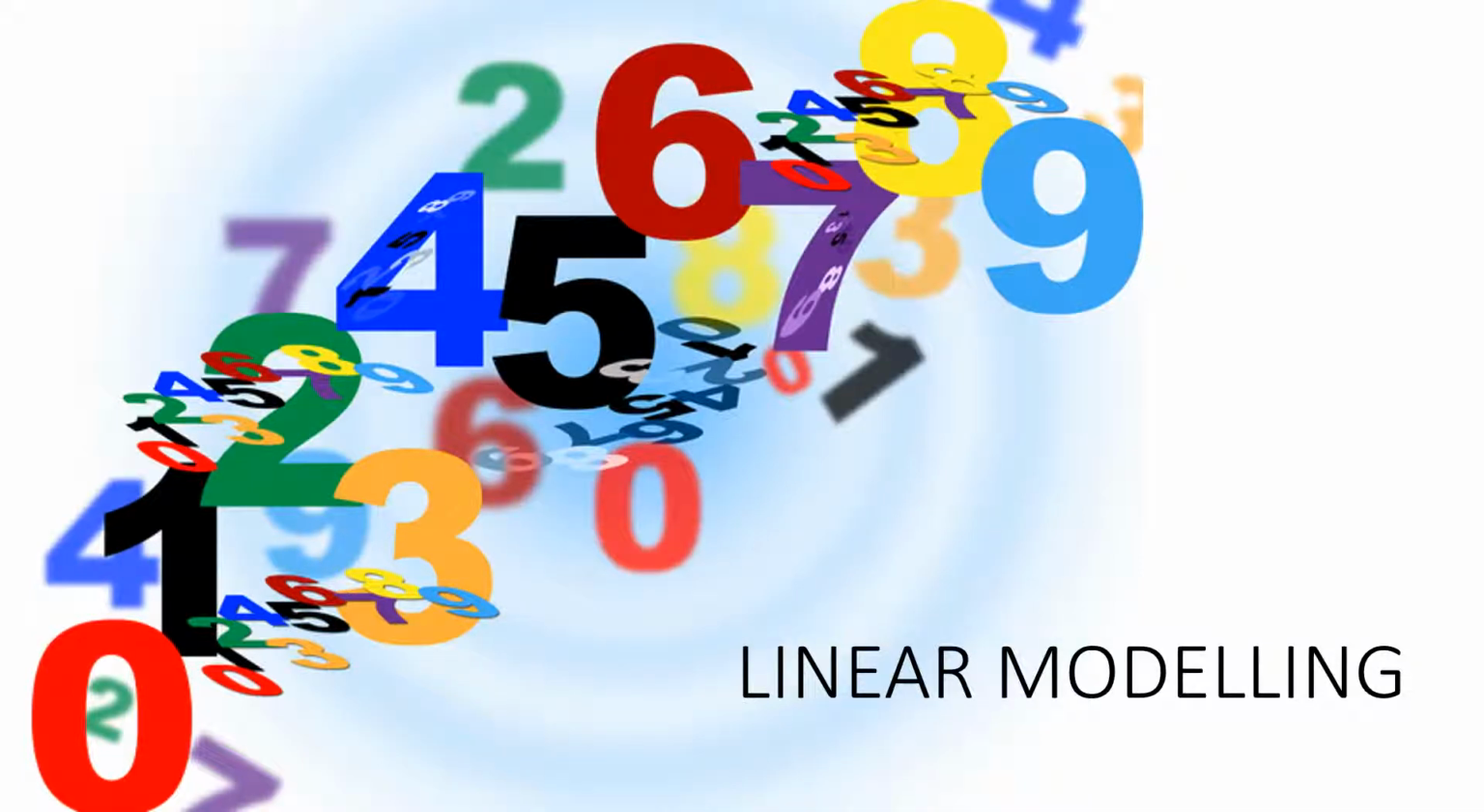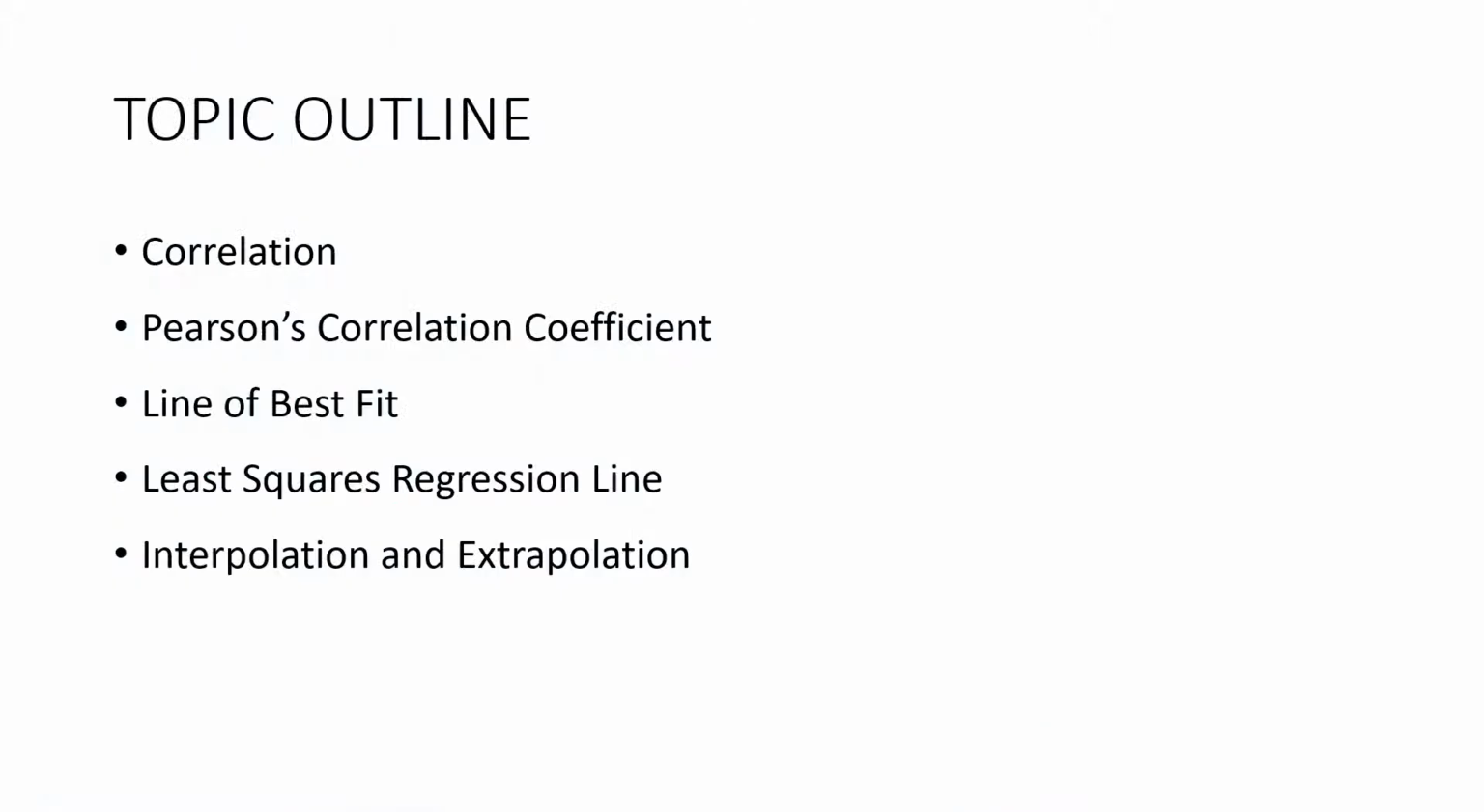Hi everyone, this is the topic of linear modelling. It's a topic for the International Baccalaureate course Mathematics Standard. In this topic we're going to look at correlation and in particular Pearson's correlation coefficient. Then we'll look at line of best fit and least squares regression lines, and we'll finish off with interpolation and extrapolation.